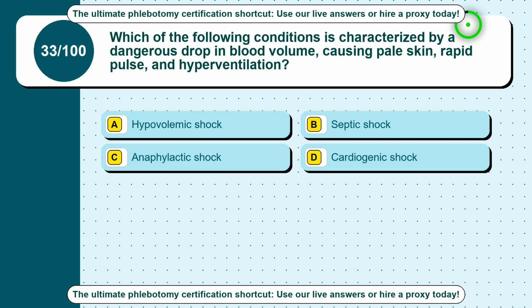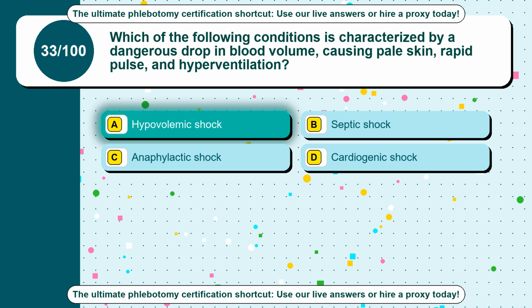Question 33. Which of the following conditions is characterized by a dangerous drop in blood volume, causing pale skin, rapid pulse, and hyperventilation? Option A, hypovolemic shock. Option B, septic shock. Option C, anaphylactic shock. Option D, cardiogenic shock. The correct answer is option A, hypovolemic shock.